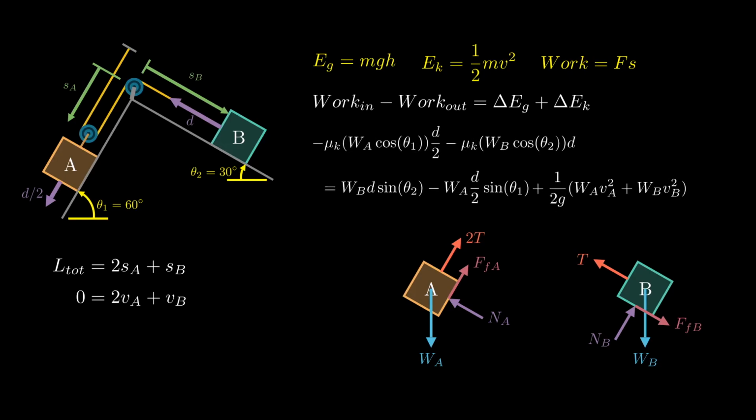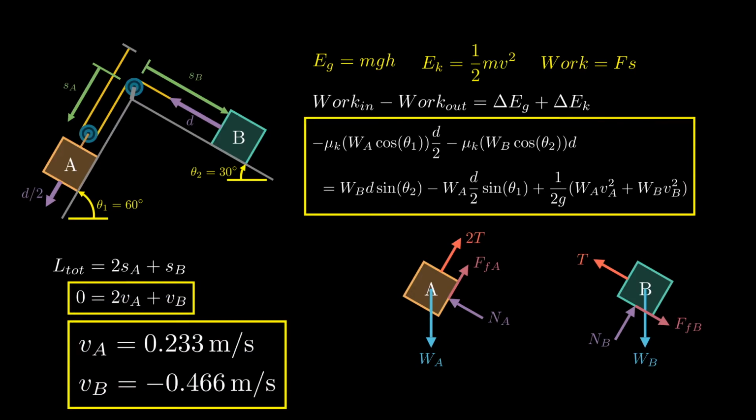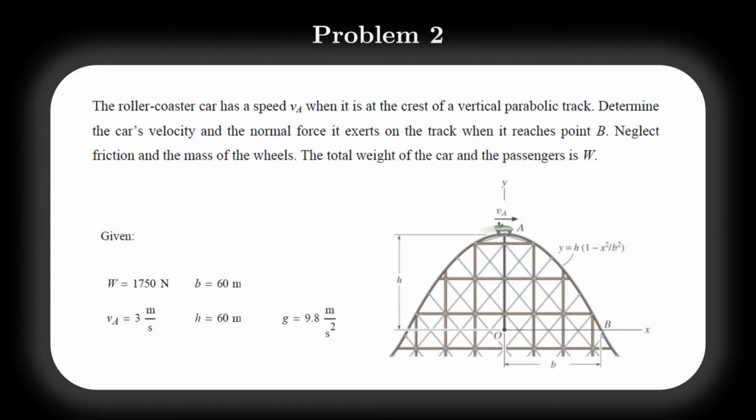That lets us find the normal forces as WA times cos theta 1 for block A and WB times cos theta 2 for block B. Now, we're left with these two equations with two unknowns, which are VA and VB. Solving those equations gives us the answer of VA equals 0.233 meters per second and VB equals negative 0.466 meters per second. Now for problem 2.